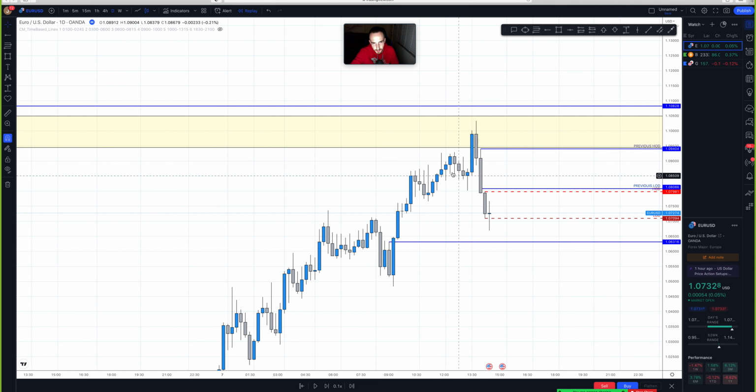But before we get into that, let me break down what we did this morning. So now let's go to H1. I'm just marking very specific points. Okay, so this morning, the first target that I had, and I sent this to the group, was this area right here.